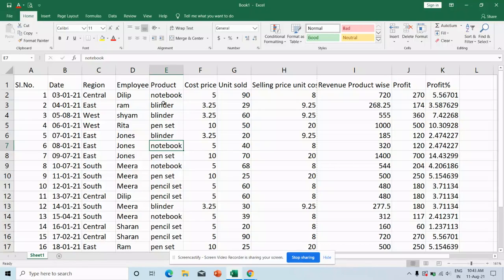Now see the use of the filter command. Let's suppose somebody says he or she is interested in finding the employees who have only notebooks. So for that, we'll go to sort and filter, click filter. You will see some boxes here. This is the way you can put some restrictions on a particular column.